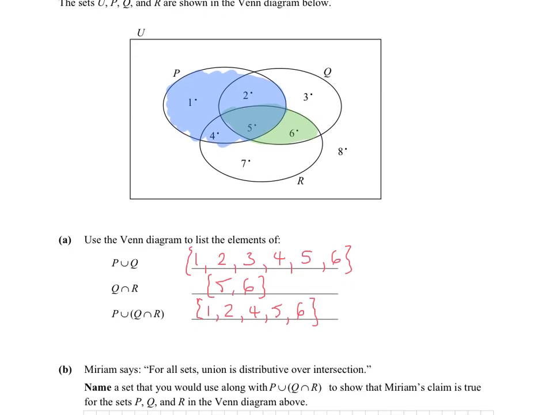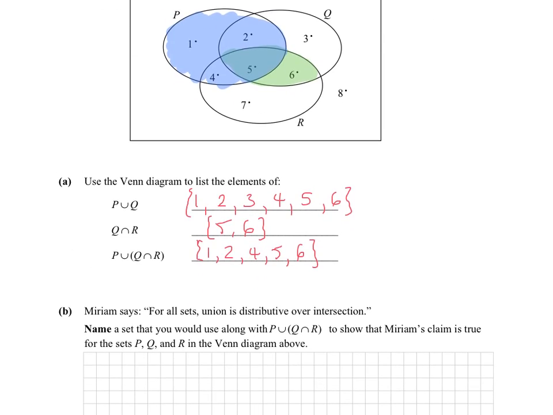And moving on to part B, we're asked to look at P union with Q intersection R. So again, this question is getting us to think about what we've already been thinking about. So we have this shaded intersection. That's what we're thinking about. And it's asking us to look at the concept of distribution within sets. So it says union is distributive over intersection.